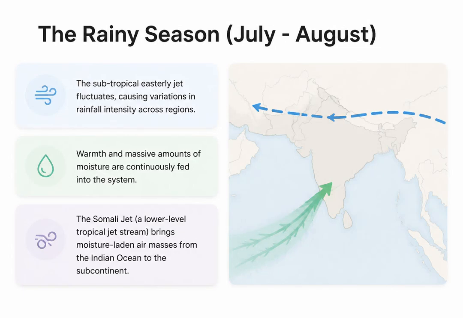During the peak rainy season in July and August, the subtropical easterly jet fluctuates north and south, which causes the intensity of the rainfall to vary from place to place. The system is continuously fueled by warmth and moisture. A key player here is the Somali jet, a fast-moving, low-level jet stream that acts like a conveyor belt, scooping up massive amounts of moisture from the Indian Ocean and dumping it over the Indian landmass.